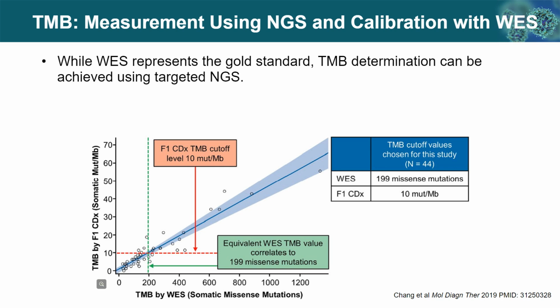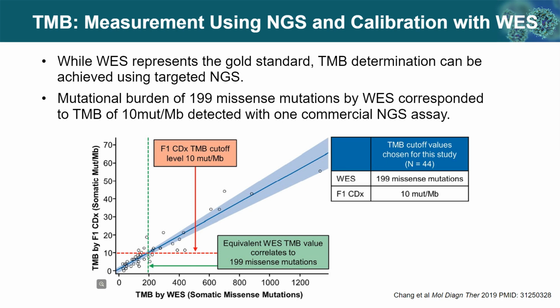Although whole exome sequencing represents the gold standard, tumor mutational burden determination can be achieved using targeted next-generation sequencing. One commercial NGS assay reports its TMB of 10 mutations per megabase, corresponding to a mutational burden of 199 missense mutations by whole exome sequencing, providing a calibration of its NGS data with whole exome sequencing data.